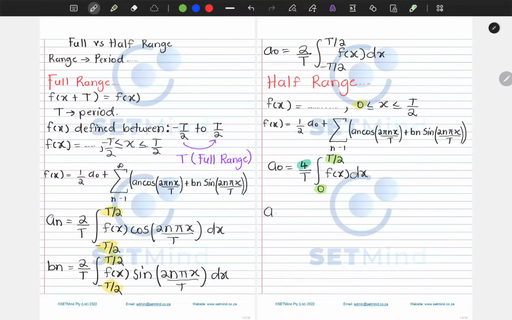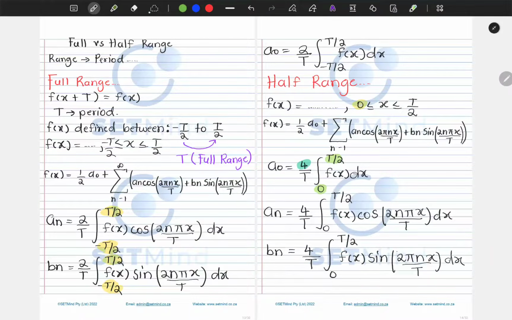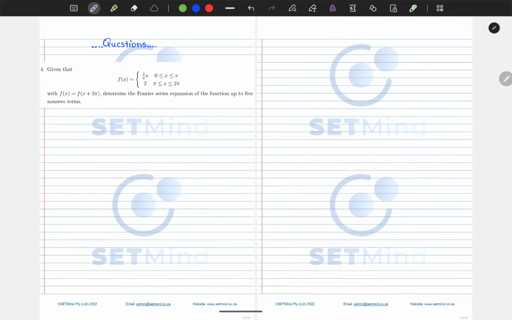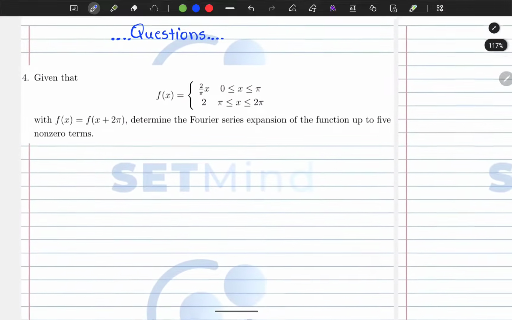And same applies to when now we are looking at an. It will be 4 over t instead of having a 2, and then we have the same expression. And once again, if you look carefully, there's the 4, and then the lower limit is now a 0. So make sure that you look at your problem whenever you are given, is it a full range or am I looking at a half range problem. So next, let's go and have a look at a problem to better understand what we have been doing here.